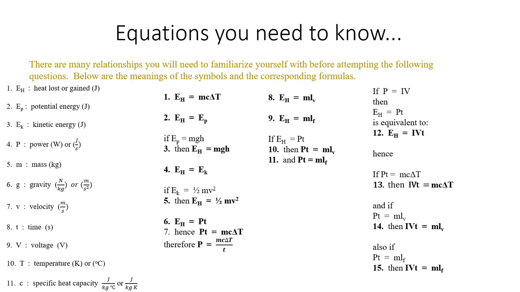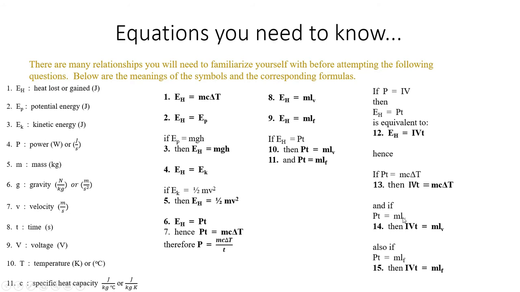Now, this is another substitution. So this is how it gets wild. If P is equal to IV, then EH will be equal to PT. And if that is the case, it is equivalent to EH is equal to IVT. And then maybe you could have MCΔT is equal to IVT. So you realize you're just substituting. Hence, if PT is equal to MCΔT, we could get IVT is equal to MCΔT. That's just what I said just now.